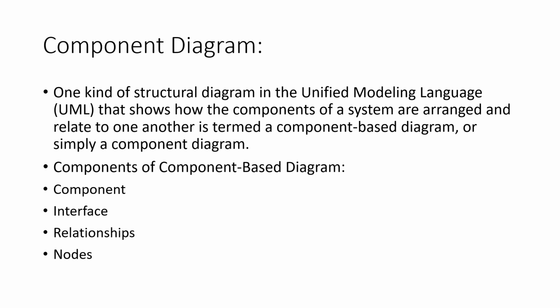After that, we have the second topic with us, the component diagram. The component diagram is a part of UML. UML stands for Unified Modeling Language. In this diagram, we divide up the system into independently functional parts called components, and we connect those components and describe the system. There are four elements in a component diagram. First is component, second is interface, third is relationships, and fourth is nodes.